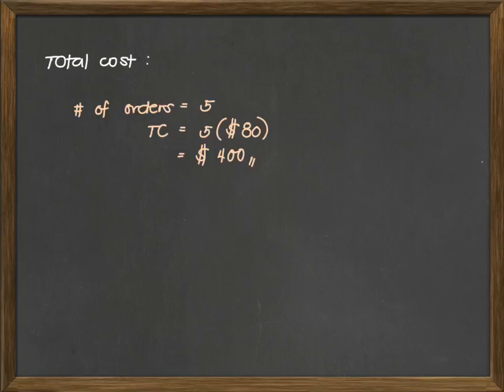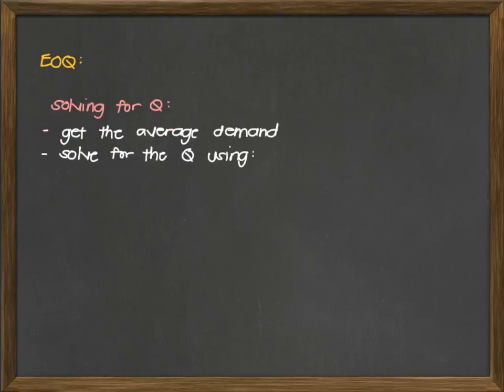Okay? Now, let's go to EOQ. So, kasi we want to compare total costs of the 3 lot sizing techniques we have discussed. So, for EOQ, we are going to solve for the Q using the following formula or the following steps. So, first is to get the average demand. And second is to solve for the Q using yung formula natin for the square root of 2DS over H.